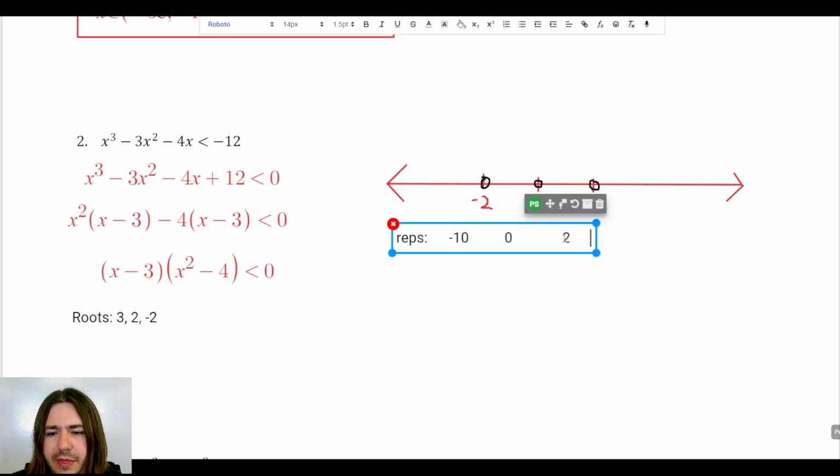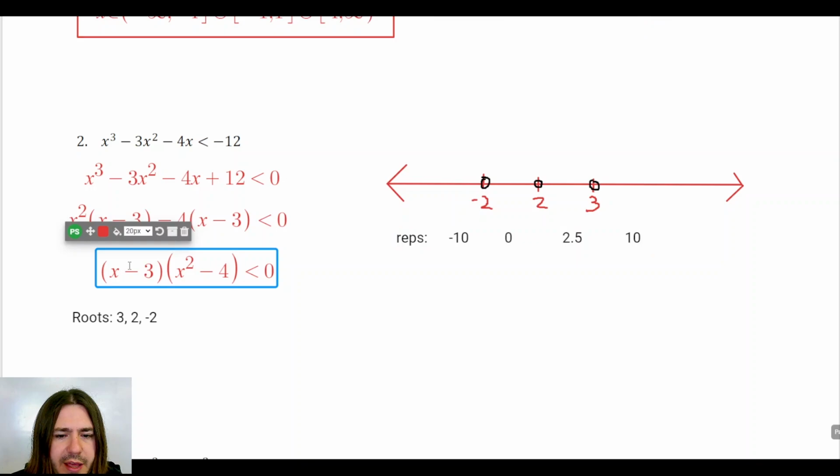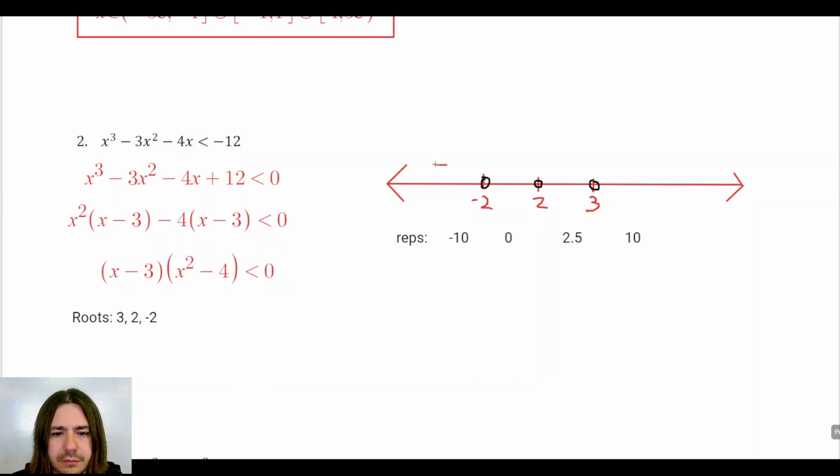And then on the right-hand most interval, I need to pick a number bigger than 3. So I'm going to just go with 10. All right, so as I plug these in, negative 10 minus 3 is going to be negative, and then 10 squared minus 4 is going to be positive. So a negative times a positive is negative. For right here, if I plug in 0, I get a negative times a negative, which is positive.